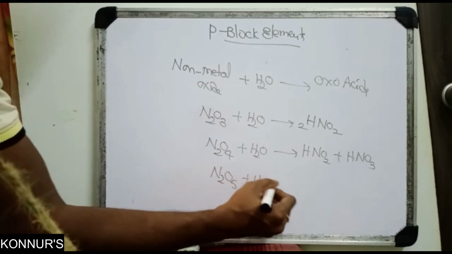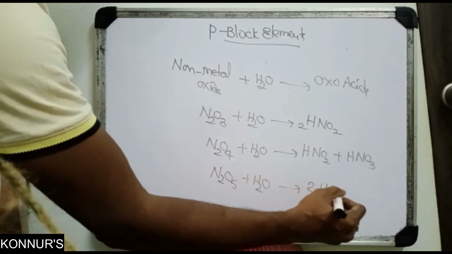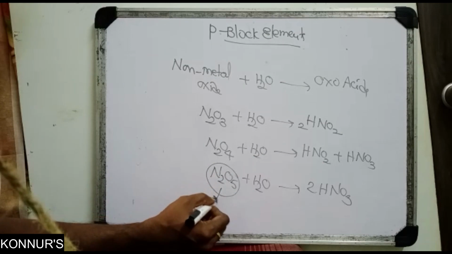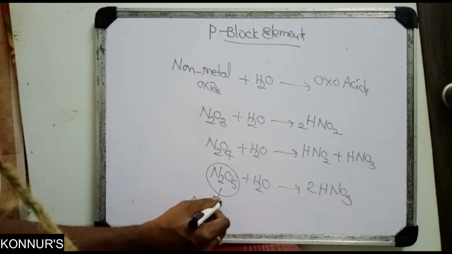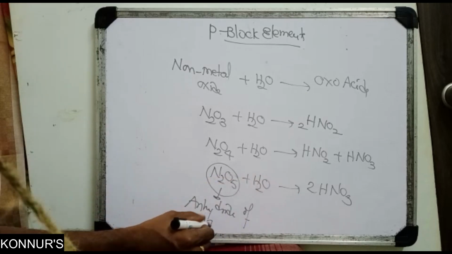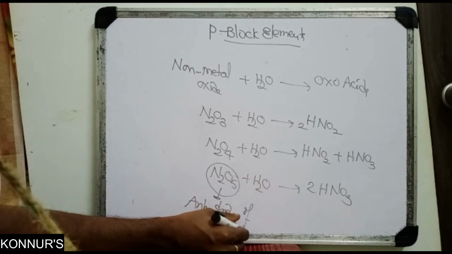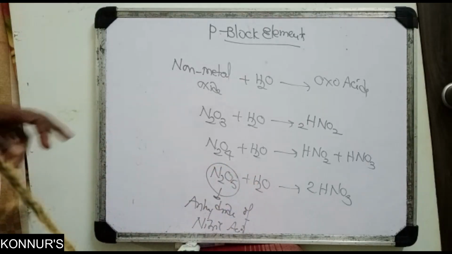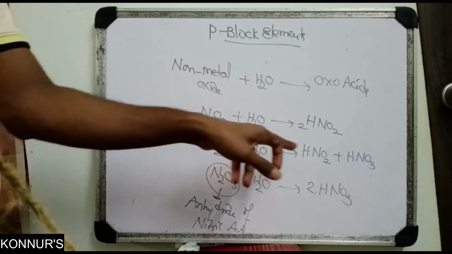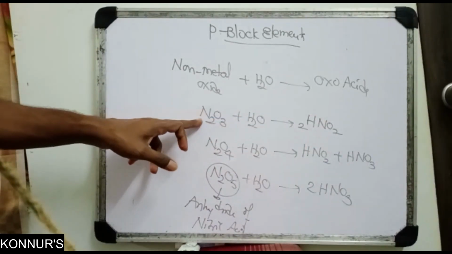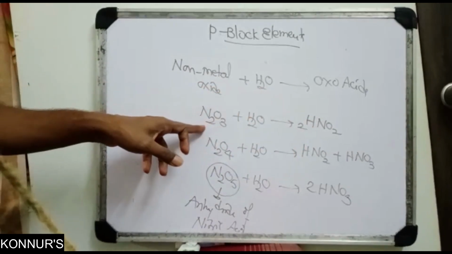N2O5 reacts with water, and you are getting 2 moles of HNO3, nitric acid. So N2O5 is called the anhydride of nitric acid, since you are getting nitric acid without water. N2O4 is called a mixed anhydride of nitrous and nitric acid. N2O3 is called the anhydride of nitrous acid.